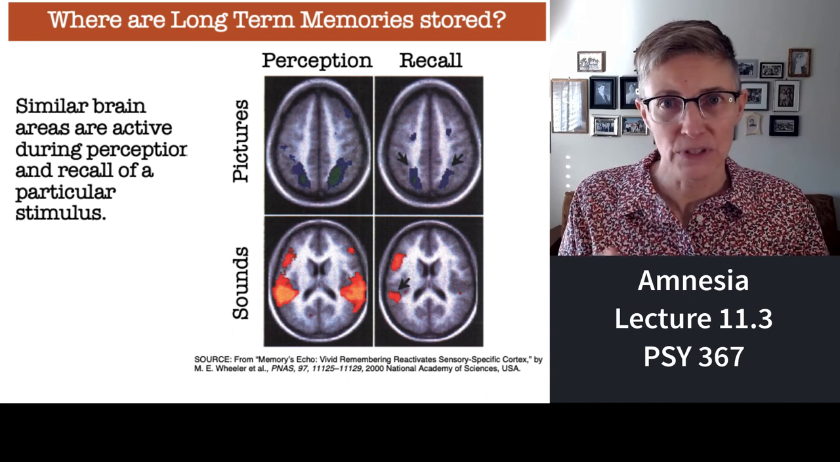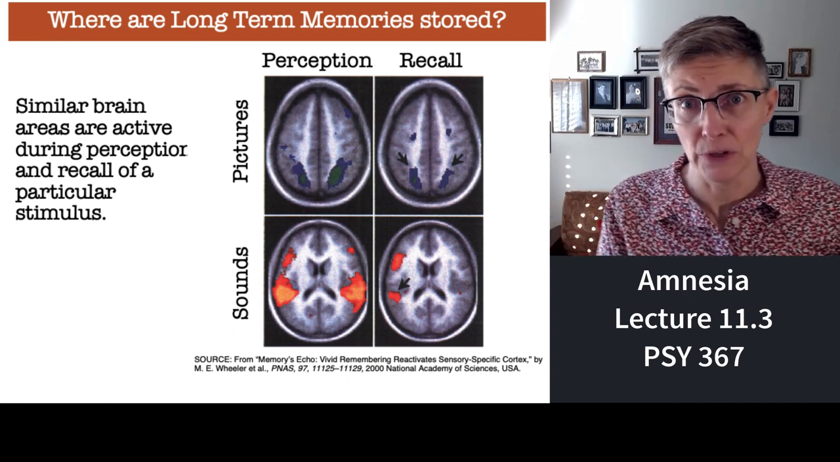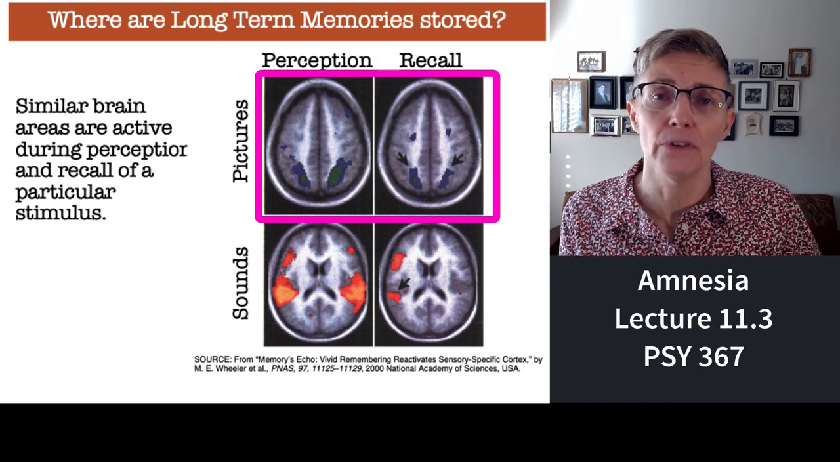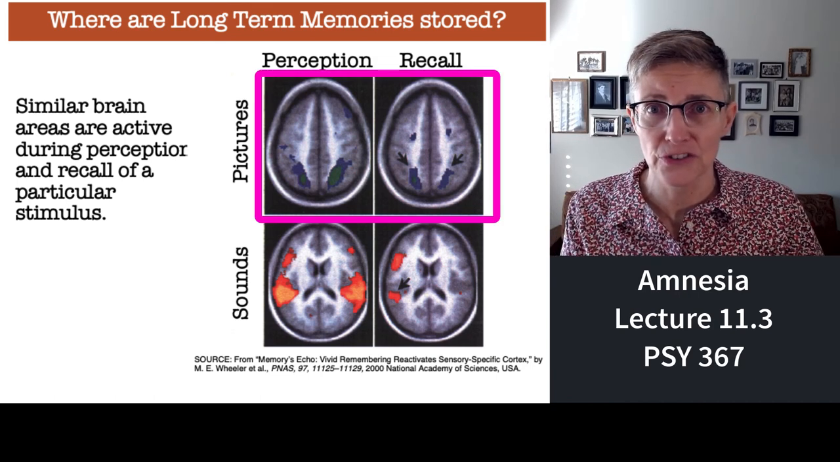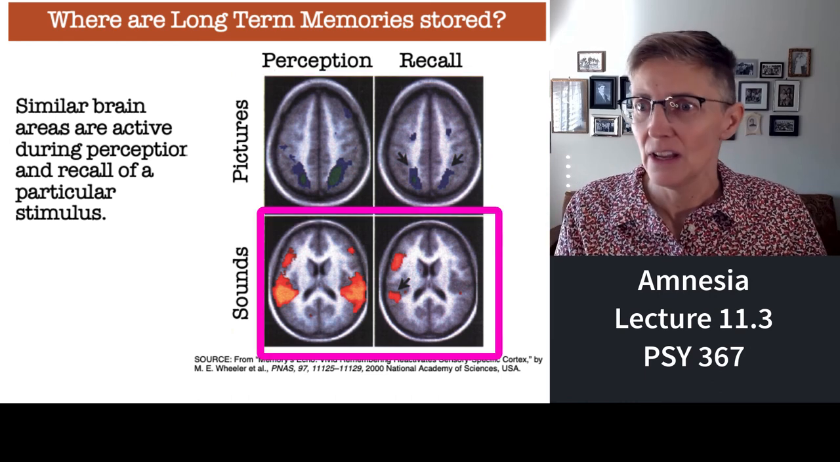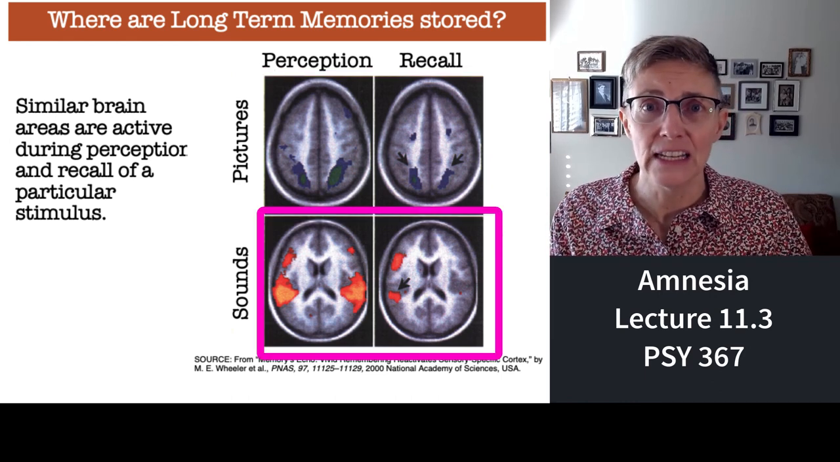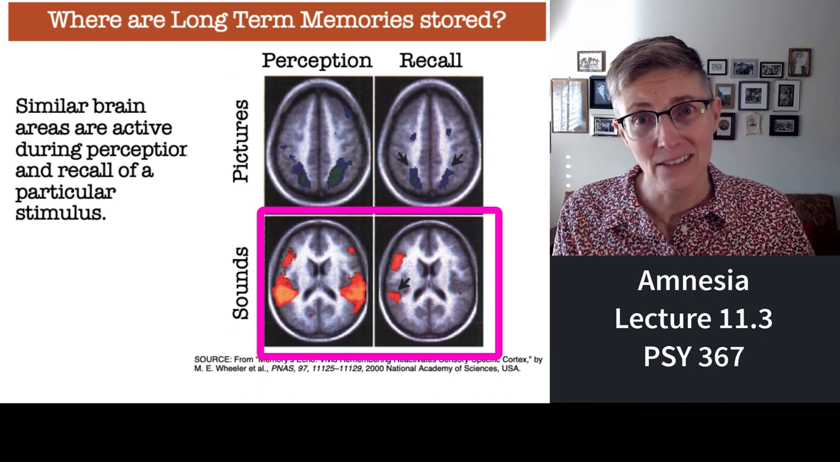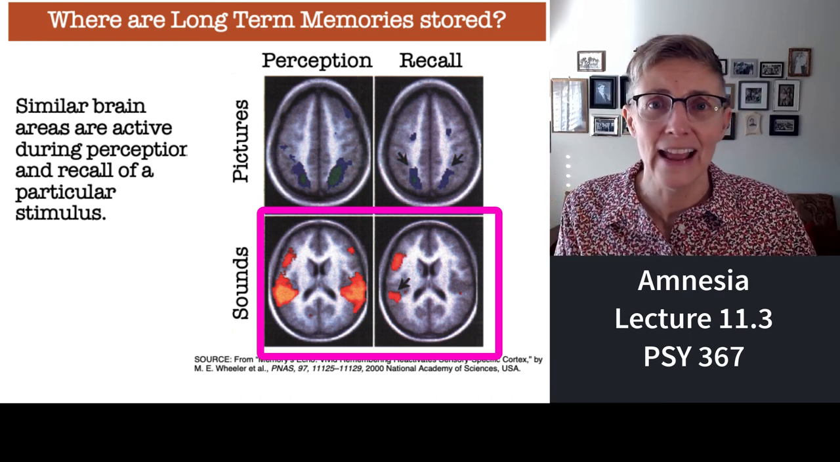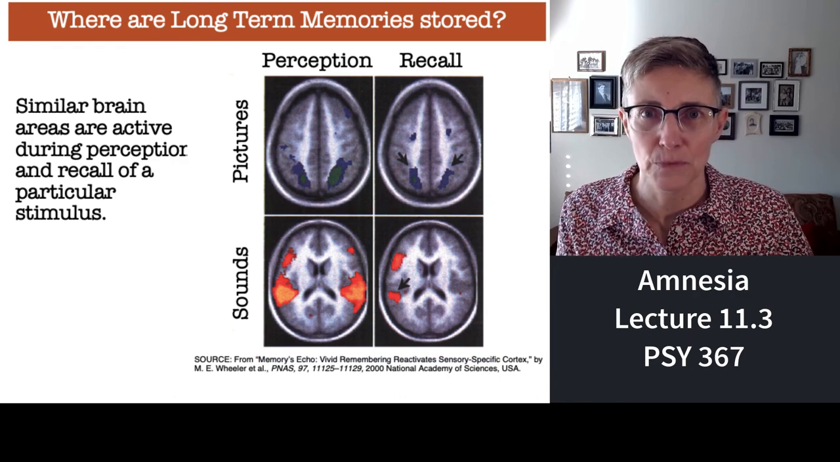Now, what happens when somebody recalls those memories? Well, look at that. Similar brain areas involved in the perception of pictures are also active during recall of those pictures. The brain areas involved in your memory for sounds are the same brain areas that were involved in your analysis, your perception of sounds. So there's a tight coupling there.